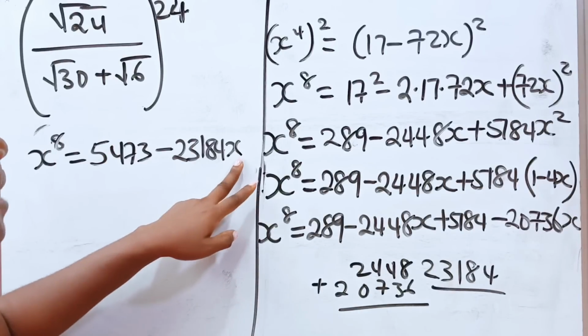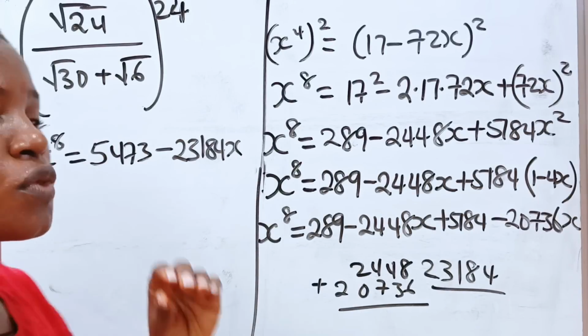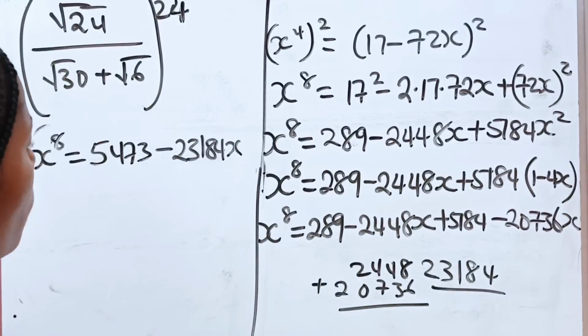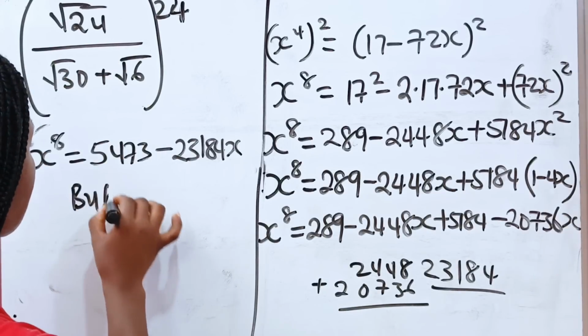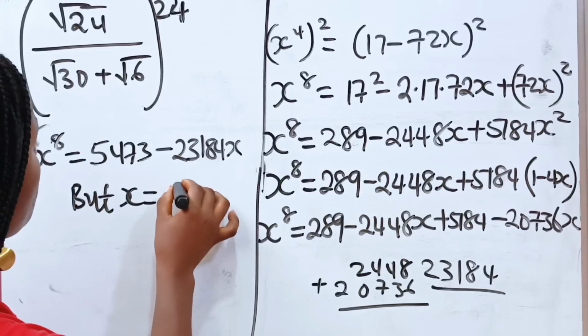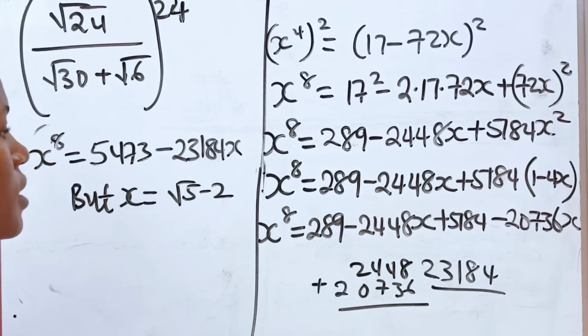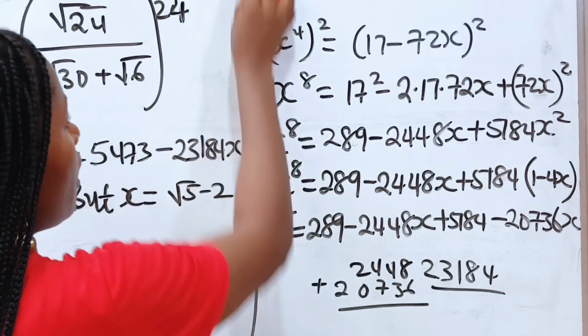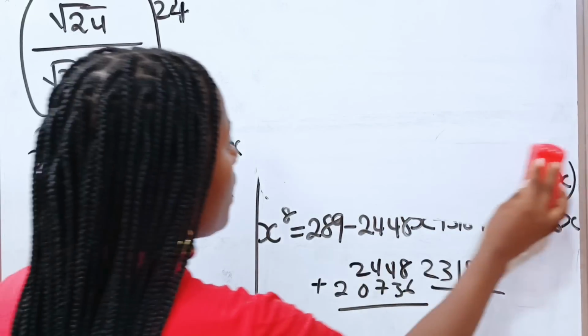But remember that our x is equal to root 5 minus 2. Remember that I wrote it somewhere, but x is equal to root 5 minus 2. So it's time to substitute it here. Now let's go ahead and do that.